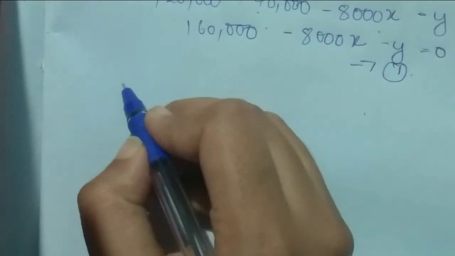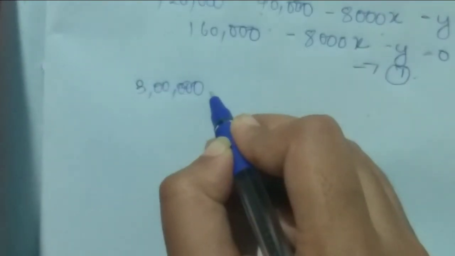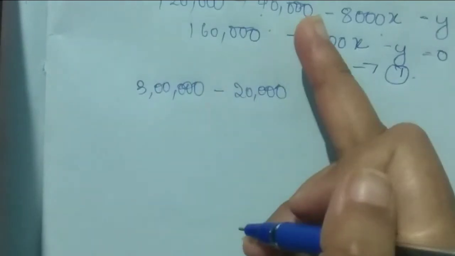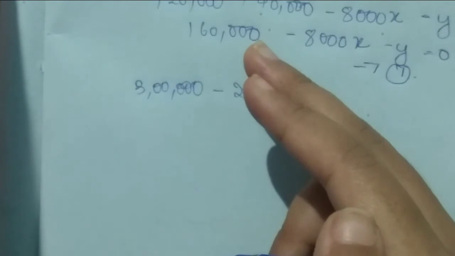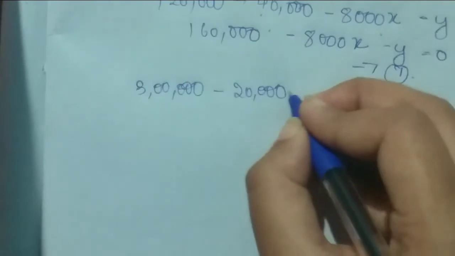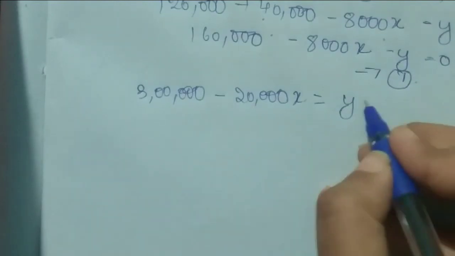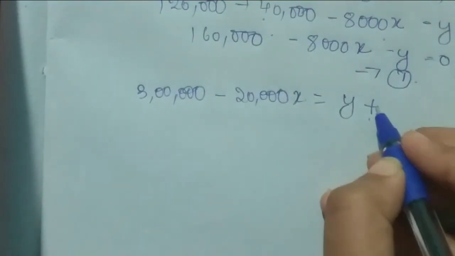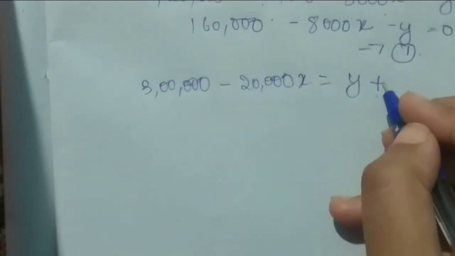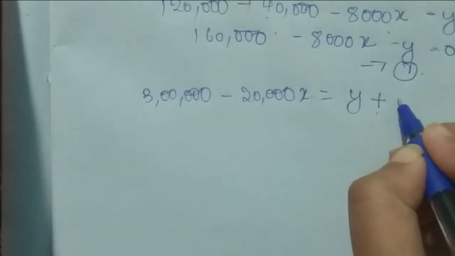The next sales is 20,000 into 15, which will be 3 lakhs, minus variable cost for 20,000 units. There we took 8,000 units because it was 8,000 units of production. Here we are taking 20,000 because 20,000 units were there, into x. Then is equal to fixed cost, which we don't know, so we are keeping it as y, plus profit. In the above case we got a loss, that's why we mentioned minus 40,000. Here we got profit, that's why we are making it plus. We got a profit of 80,000, that is 20,000 into 4.